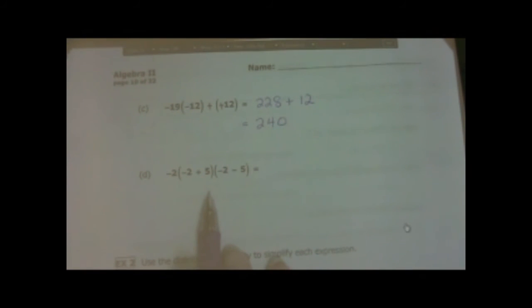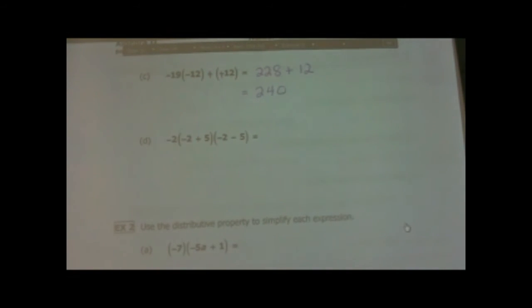What do I do first here? You distribute. No, you don't. You cancel. No, you don't. You FOIL. Wait. Do the stuff in the parentheses. Remember the order of operations. So I'm going to do this and this.